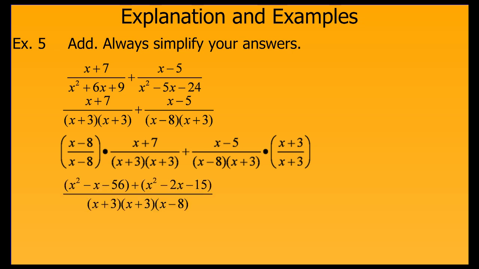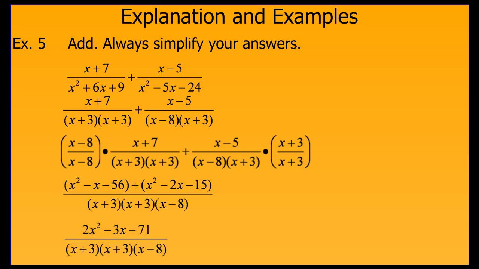When we multiply our first fraction, we get x squared minus x minus 56 in the numerator. When we multiply our second fraction, we get x squared minus 2x minus 15 in the numerator. And our common denominator is what we already determined, the quantity x plus 3 times the quantity x plus 3 again times the quantity x minus 8.